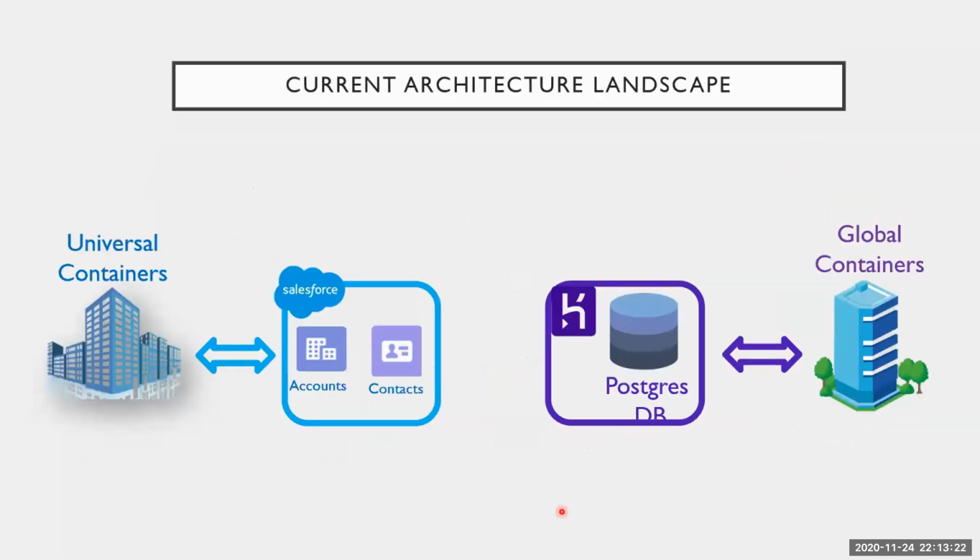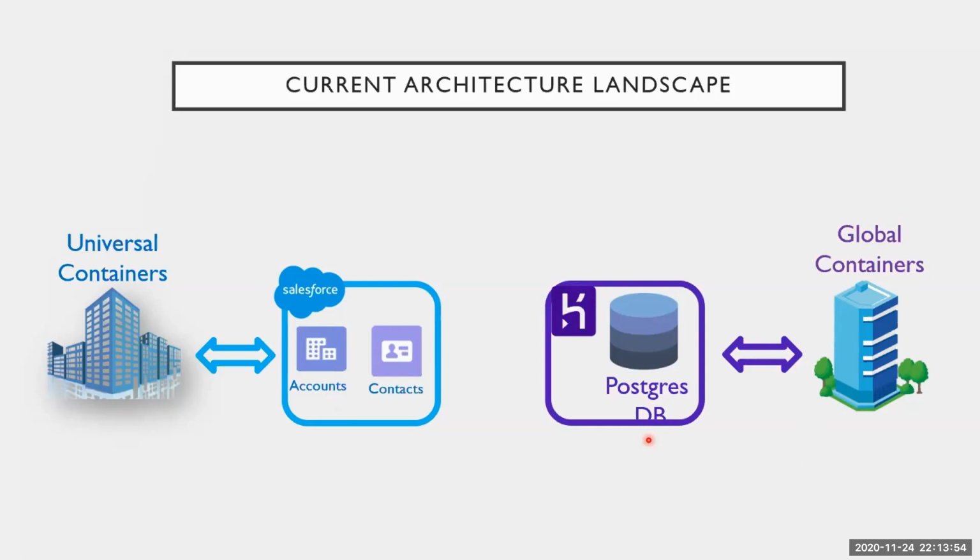As a background, Universal Containers is using their account, contact and all other business-related data in Salesforce. Apart from that, Global Containers is storing all other account-related and business-related data in a Heroku Postgres database. As part of the strategic partnership, both CEOs have decided that both companies should be able to see each other's accounts.